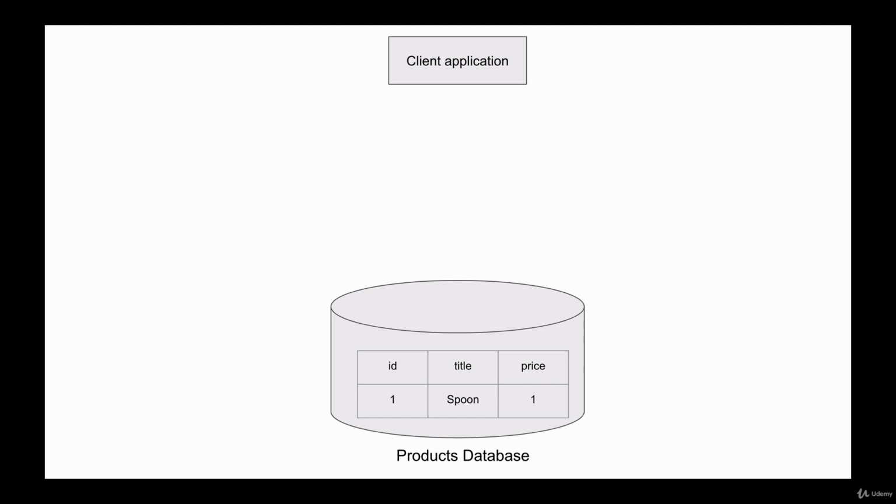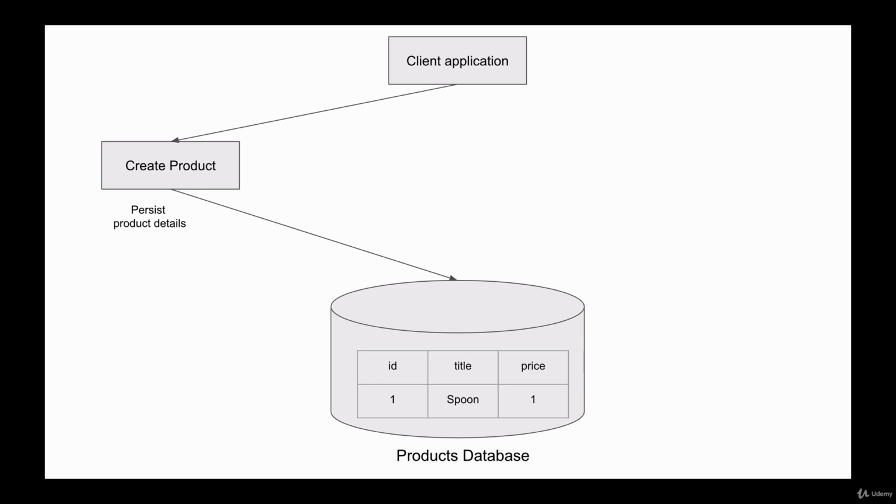So let's assume we have a database that stores products that we sell in our e-commerce store. When a client application sends an HTTP request to create a new product, our application will store product details in a database. Now, when a client application sends a request to update product details, our application will find this product in the database and it will update an existing record with the new product details. So a request to update product details will not create a new product in our database. It will simply update an existing record with new product details.